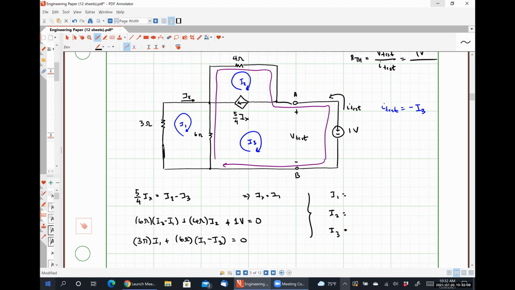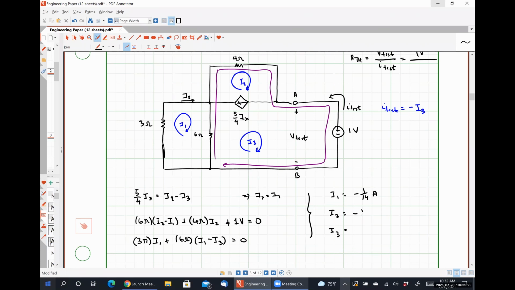In my next equation, my coefficient for I1 is negative 6. My coefficient for I2 is positive 4. My coefficient for I3 is positive 6. And now my constant value will be negative 1 when I move that 1 volt to the right-hand side. For my third equation, my coefficient for I1 is 3 plus 6. My coefficient for I2 is 0. My coefficient for I3 is negative 6. And now this is equal to 0 instead of 15 like in our last bit. So when I solve these, I get I1 is negative 1/14 of an amp.